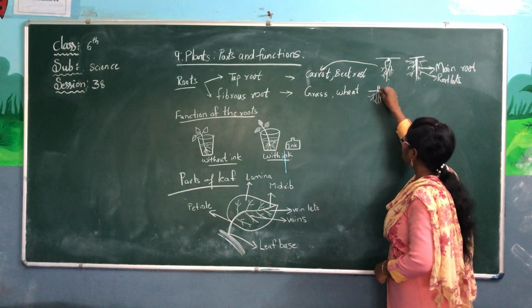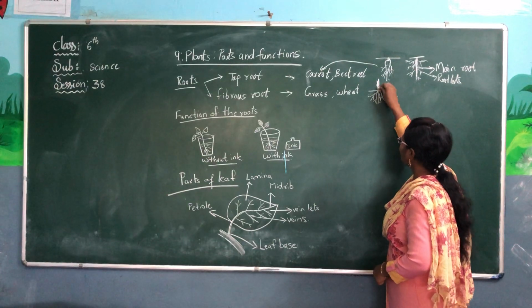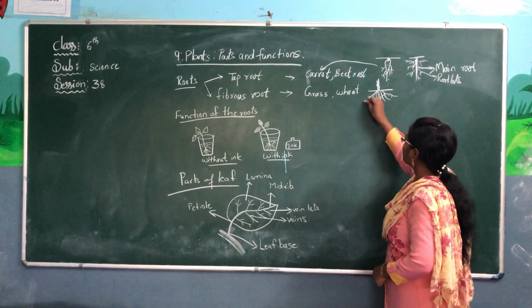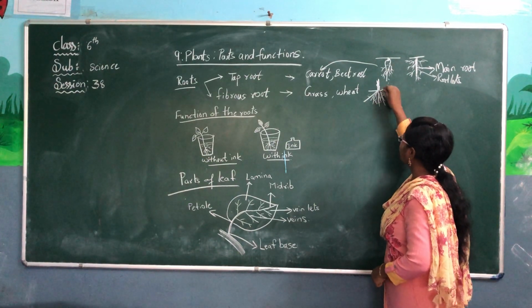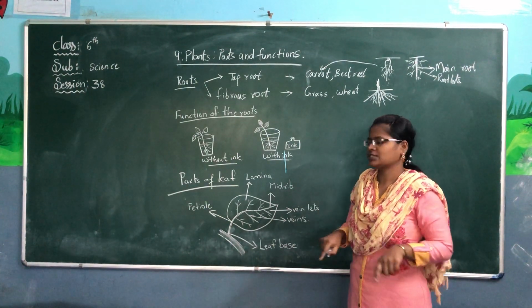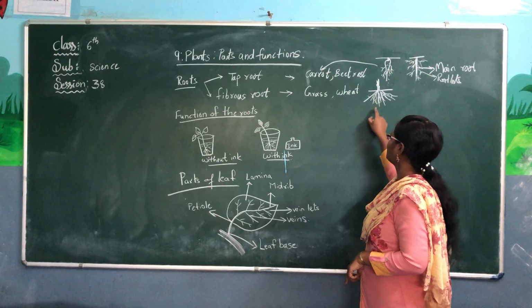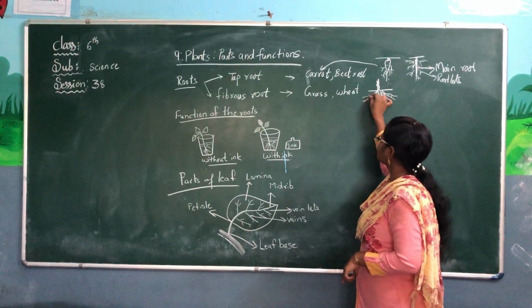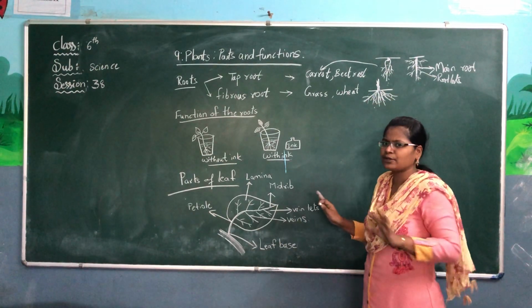Simply, you will have, this is the stem mark. From the stem, you will see all the roots like this. Thin, thread-like roots you will see. All thin thread-like roots, and from these again you will have rootlets. There is no main root here.